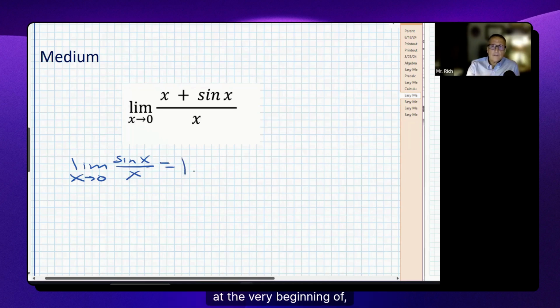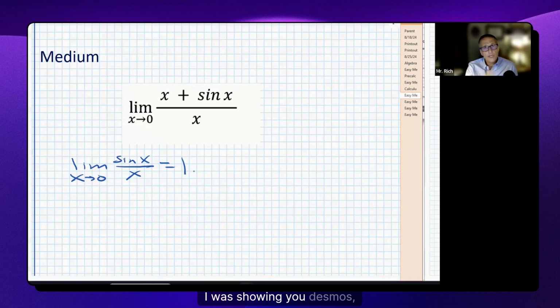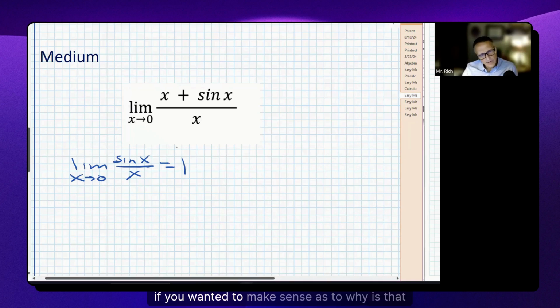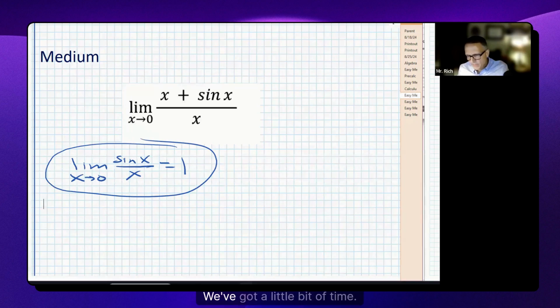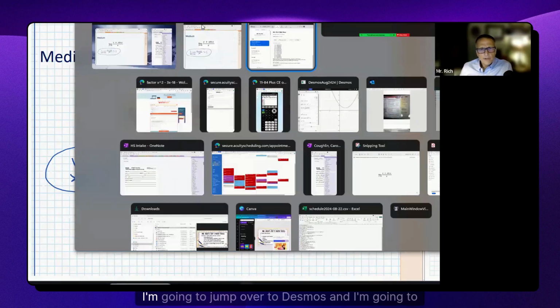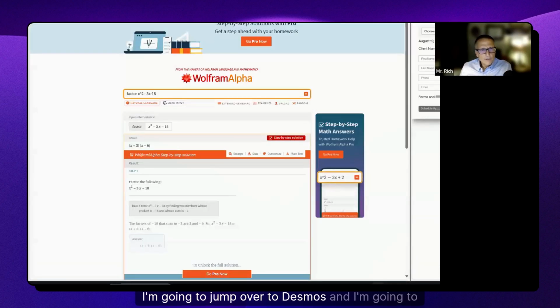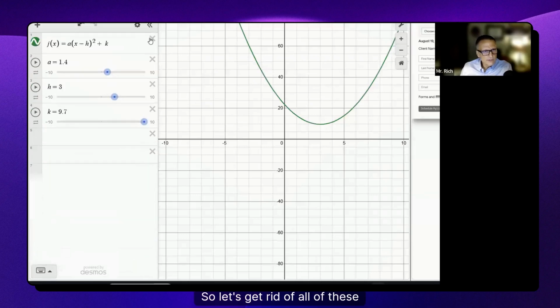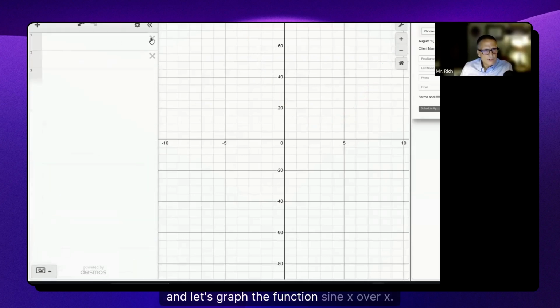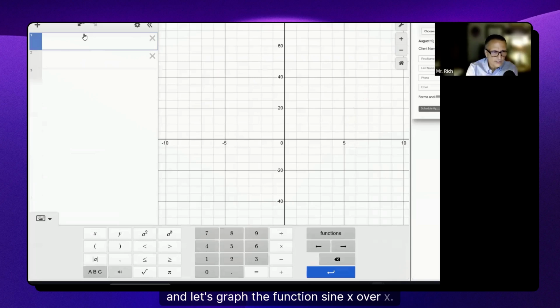Now, at the very beginning of this hour, I was showing you Desmos, right? If you wanted to make sense of why that limit is 1, it doesn't even seem to make sense. How is that limit as x approaches 0 equal to 1? Well, let's go take a look. We've got a little bit of time. So I'm going to jump over to Desmos, and I'm going to graph that function. So let's get rid of all of these. And let's graph the function sine x over x.